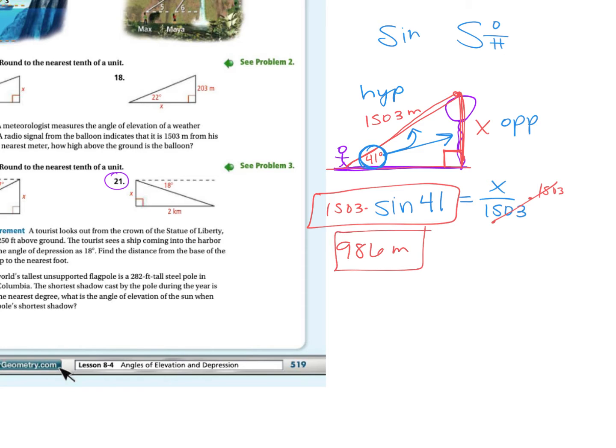If you plug that in right now and you're not getting that, talk to me, because we don't want you to get them wrong just because you don't know how to plug it into the calculator, okay? Any questions on that?